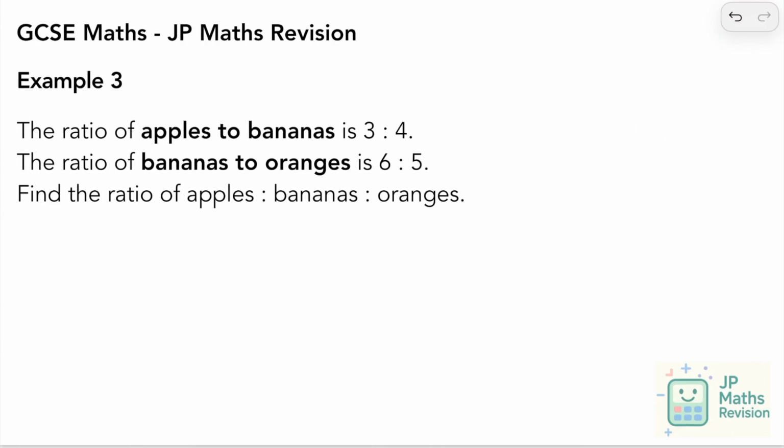Here's another example. The ratio of apples to bananas is 3 to 4 and bananas to oranges is 6 to 5. We need to find the ratio of apples to bananas to oranges. So I'm going to write out A to B to O. So apples to bananas is 3 to 4. Bananas to oranges is 6 to 5. So I need a number that both 4 and 6 go into. So 4 and 6 both go into 12. So I'm going to have 12.